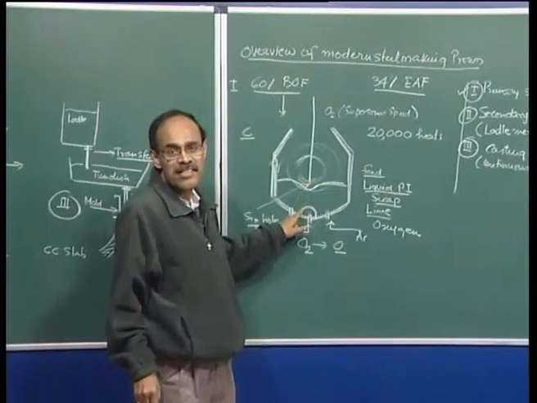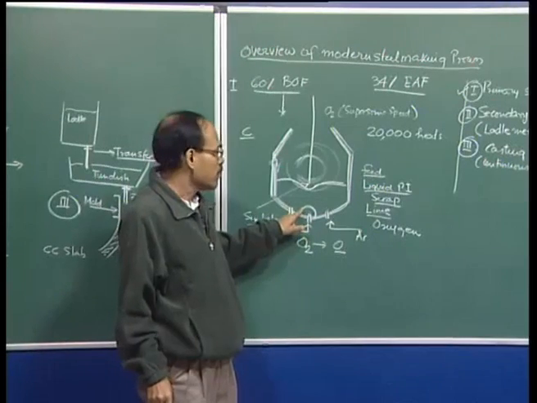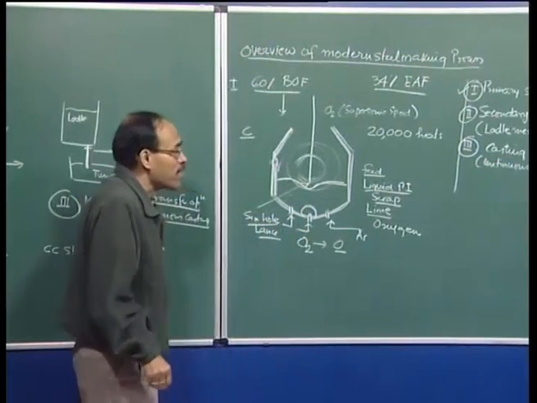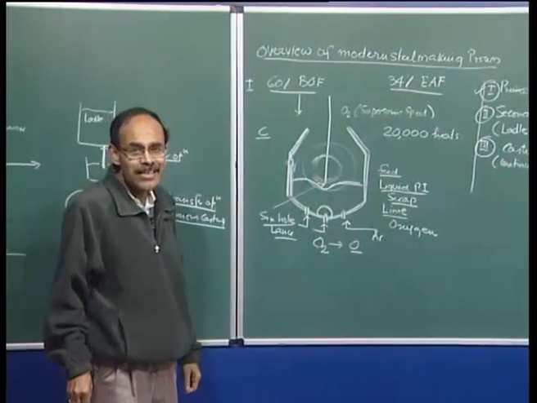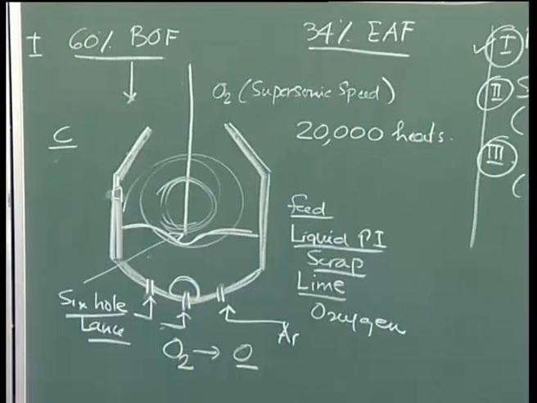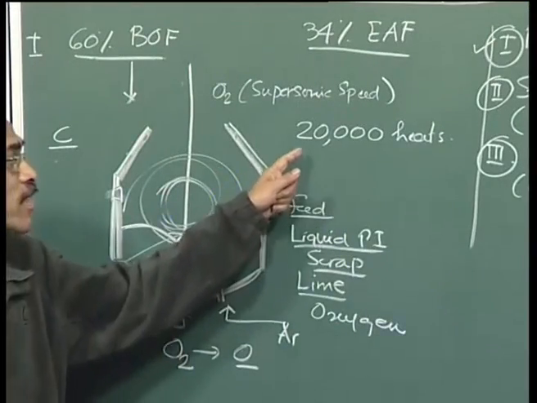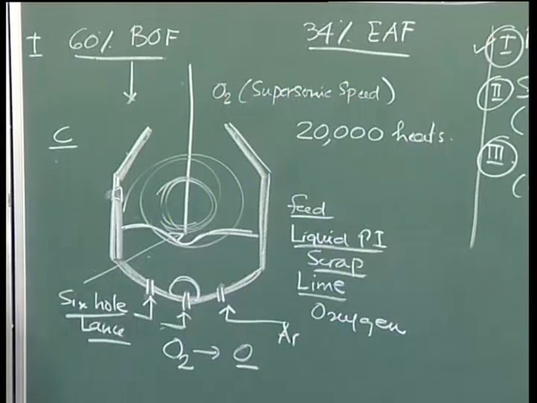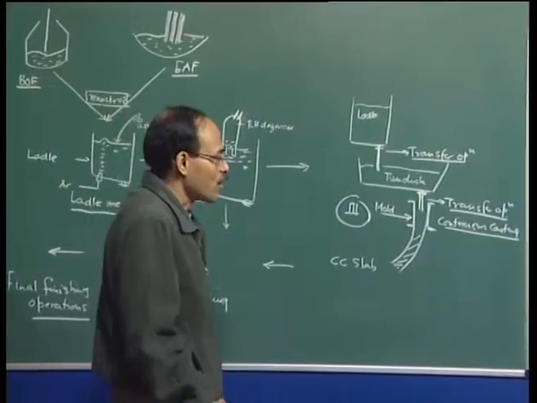Each converter can sustain, in progressive modern steel plants, 30 heats a day. In that case you can imagine that the converter can last for 1000 days, and 1000 days roughly means that you will require the converter to be relined only after 3 years of time. Once you line it, for 3 years you have to forget about it.